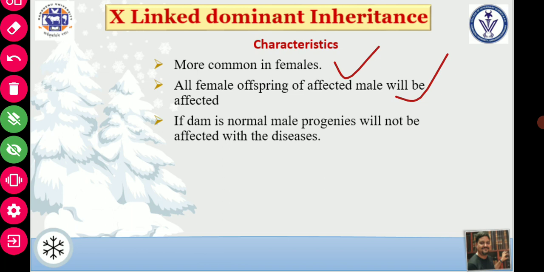If the dam is normal, the male progeny will not be affected with the disease. It is obvious, because the male is getting his X chromosome from the mother. So if the dam is normal, there is no question of the disease in male progeny. So this is the characteristic of X-linked dominant inheritance.